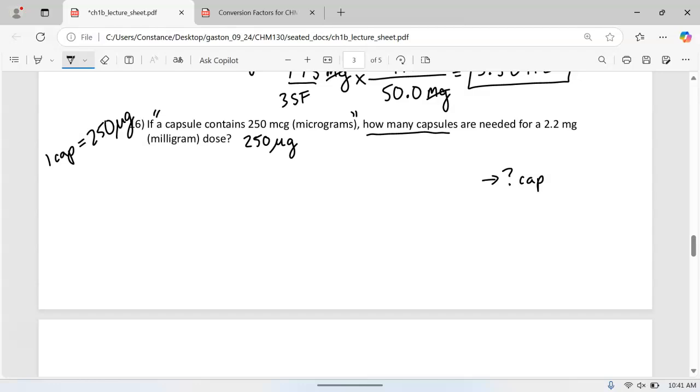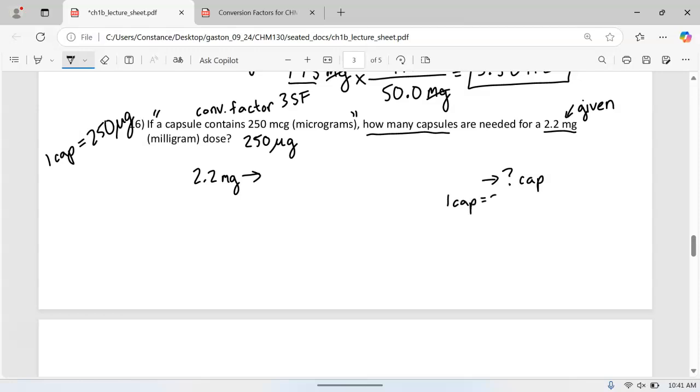Okay, so that's an equality. That must be a conversion factor. Which means that the 2.2 milligrams must be our given information. So we're going to start with 2.2 milligrams and somehow get to the number of capsules. Okay, and I know that this equality here has a capsule in it, which means that I'm probably going to use it here in this step.